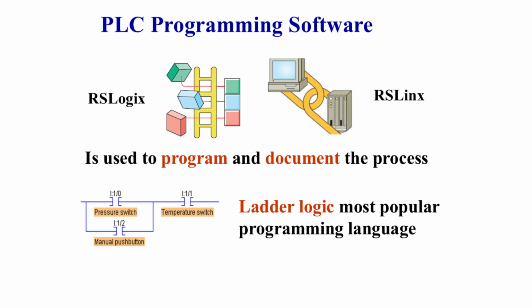When we program a PLC, we use specialized software designed to both create and document the control logic. For Allen Bradley PLCs, the most common tools are RS Logics and RS Links. RS Logics is used to write the control program, often in ladder logic, and to fully document the process. This makes it easy to understand, maintain, and modify later. RS Links, on the other hand, is the communication software that allows the PC to connect with the PLC hardware so the program can be downloaded and monitored in real time.